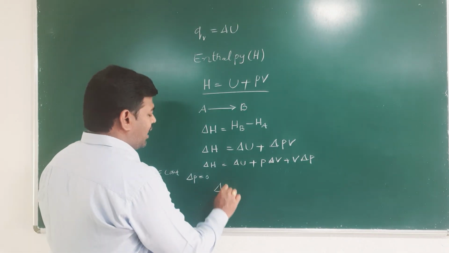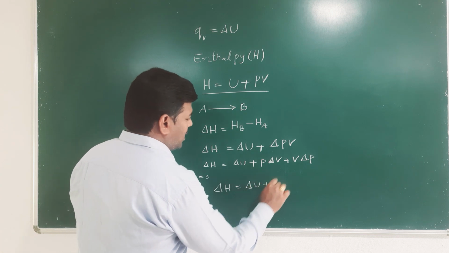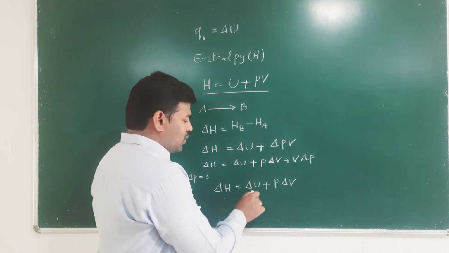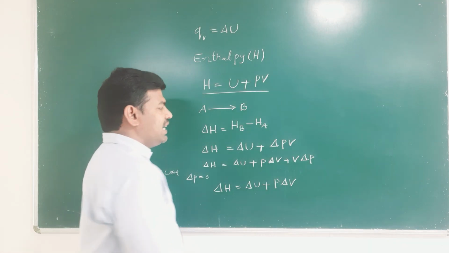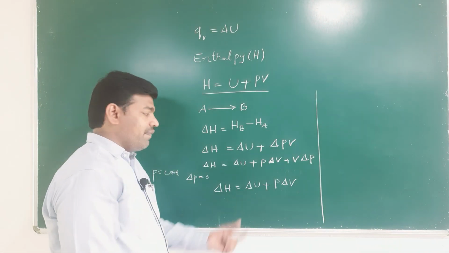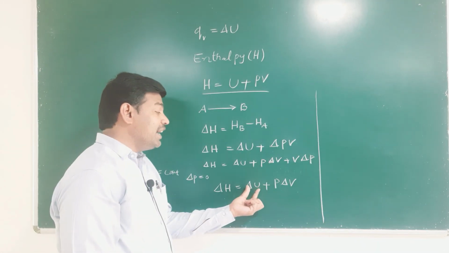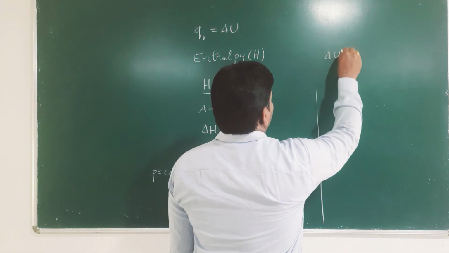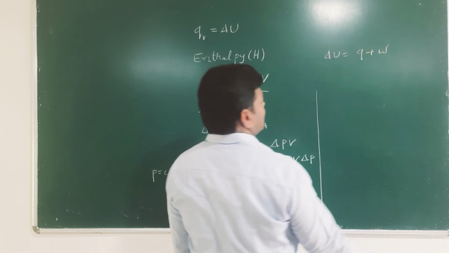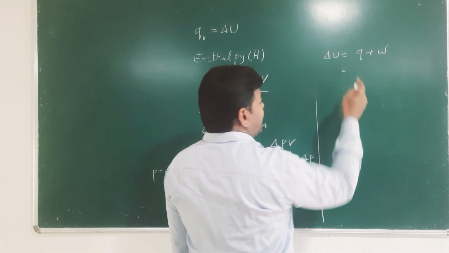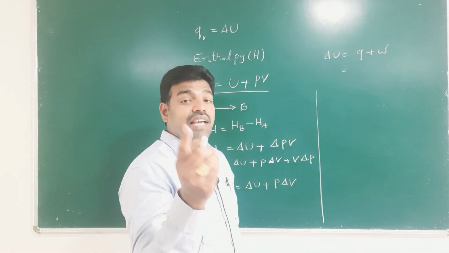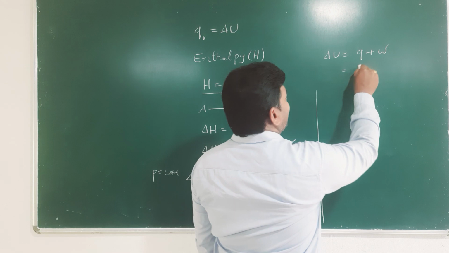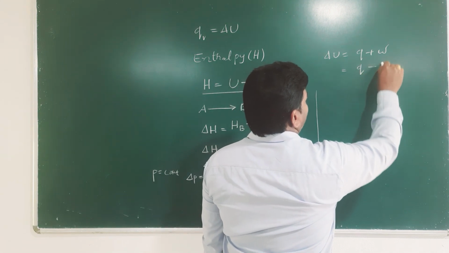Therefore, we can write delta H is equal to delta U plus P delta V, right. And from the first law of thermodynamics, we came to know that delta U is equal to Q plus W, right. And if work is done by the system, that work can be written as minus P delta V.